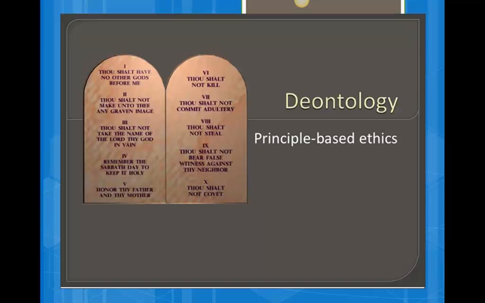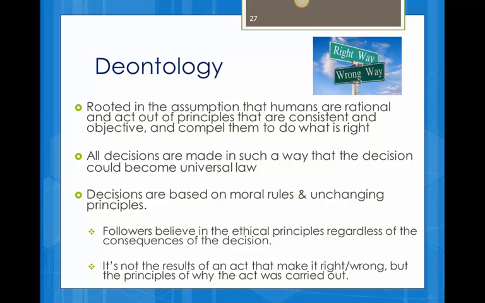So let's move on to deontology. Deontology is really a different perspective for ethical dilemmas. It's rooted in the assumption that humans are rational and that we act out of principles that are consistent and objective and compel us to do what is right. When we think about deontology, the focus is really on duty. Deon, the very beginning part of the word, actually means duty. So when we follow our moral duty, we are behaving morally.